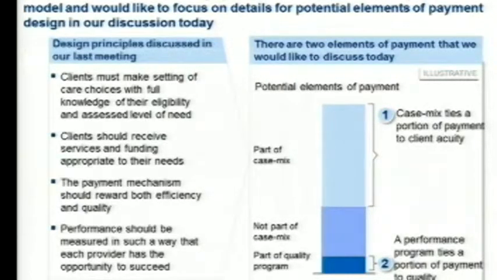So last time we talked about design principles. For example, that clients must make setting of care choices with full knowledge of their eligibility and assessed level of need. So universal assessment addresses that over time, to have real-time administration of the universal assessment, helping us with both eligibility and levels of care. Secondly, clients should receive services and funding appropriate to their needs.